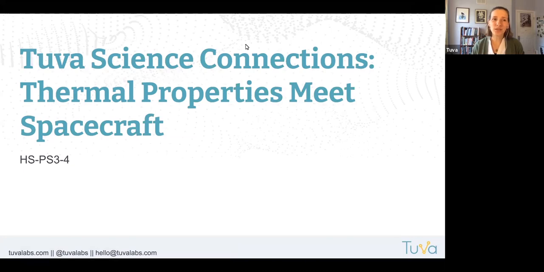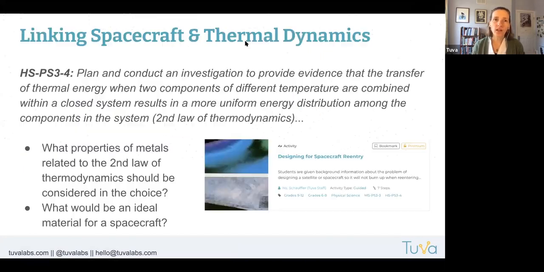This is HSPS 3-4, in which our students are being asked to plan and conduct an investigation to provide evidence that the transfer of thermal energy when two components of different temperatures are combined within a closed system results in a more uniform energy distribution among the components of the system, right? Getting at this second law of thermodynamics, which is great.